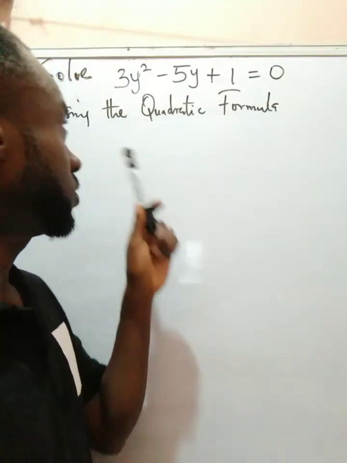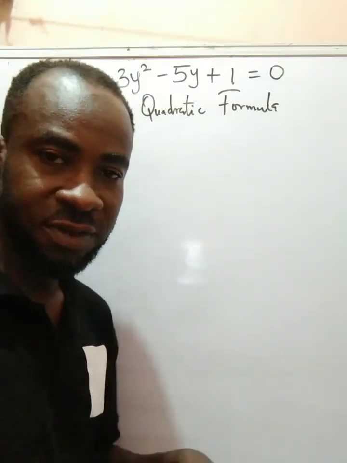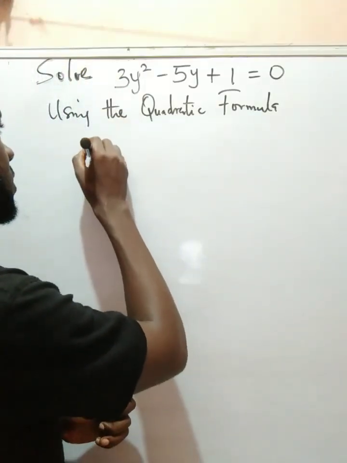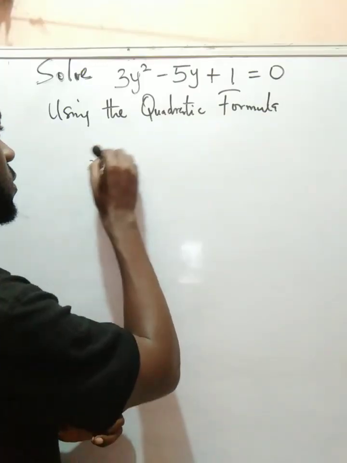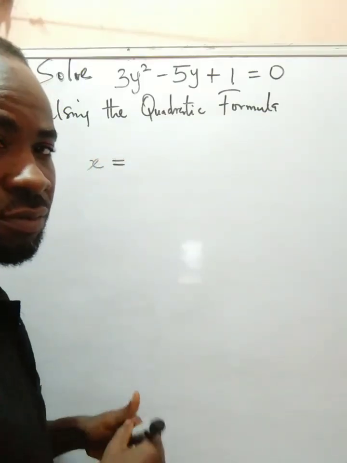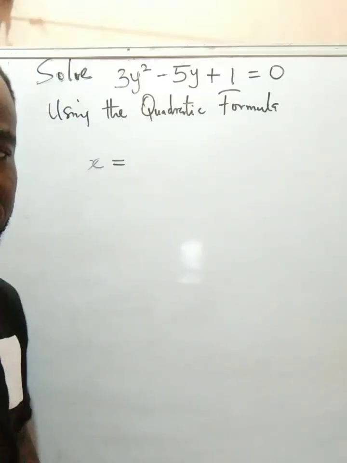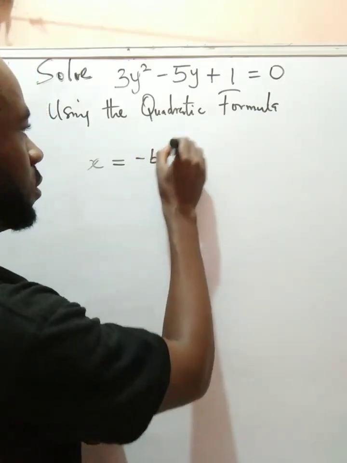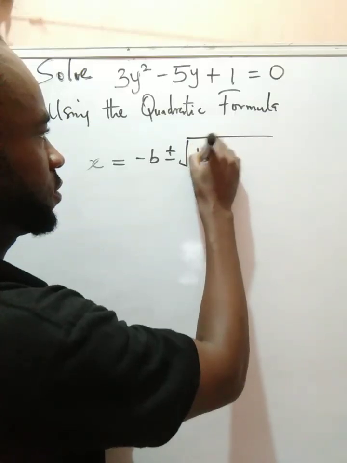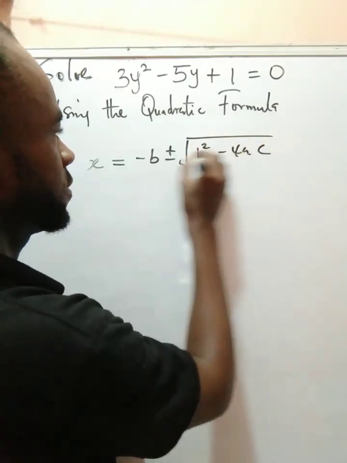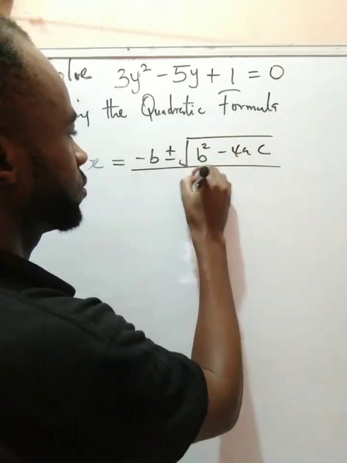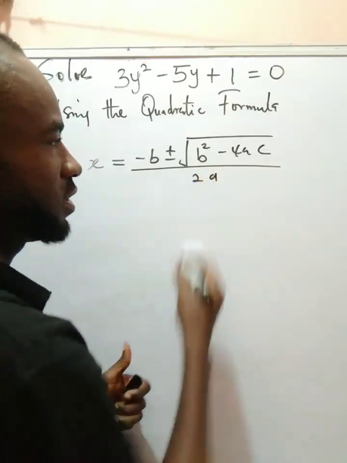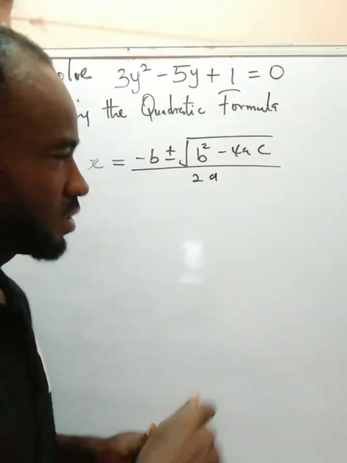So this question, we are going to use our quadratic formula, okay? So let's go. Our quadratic formula is given as x is equal to minus b plus or minus square root of b squared minus 4ac all over 2a. Now take note of how this formula is.